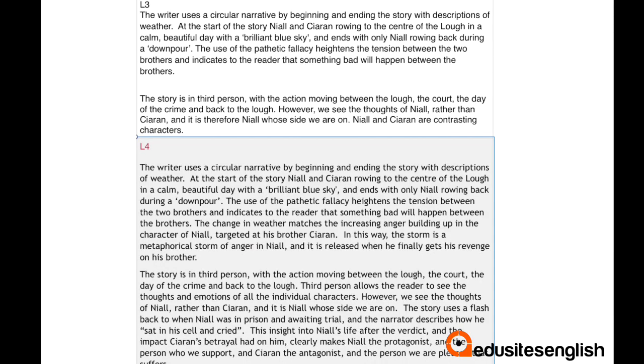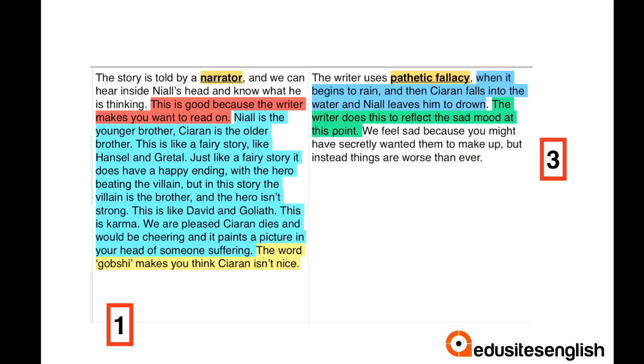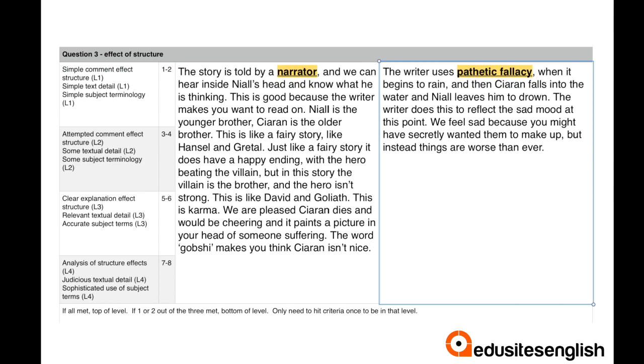To look at better examples, level 3 and level 4, we've got these two responses. The writer uses circular narrative by beginning and ending the story with descriptions of weather: at the start of the story, Niall and Kieran rowing to the centre of the loch on a calm, beautiful day with a brilliant blue sky, and it ends with Niall rowing back during a downpour. Here this student has used quotations for their textual detail really skilfully. They're pinpointing exactly the moments they want to talk about in the text, and they talk about the use of pathetic fallacy heightening the tension between the two brothers, indicating something bad will happen between the brothers. So there you can see that they're using explanation. They're in that level 3 band, where they're explaining the effect of the structure.